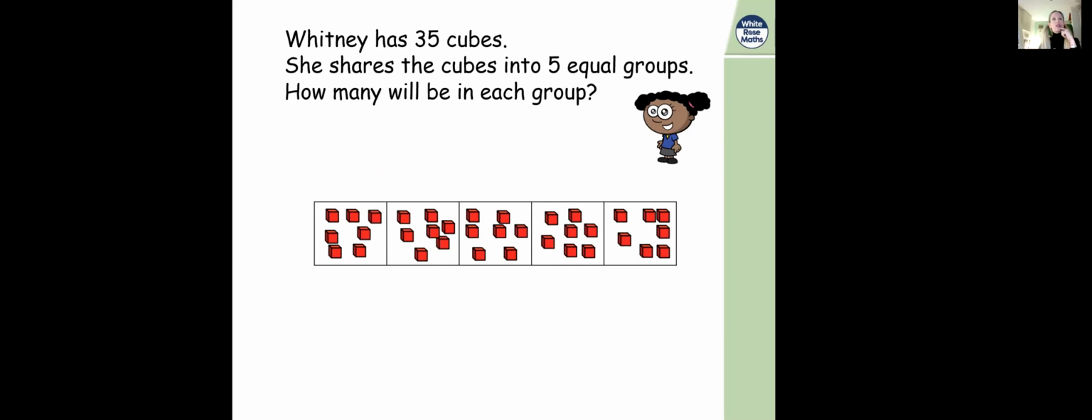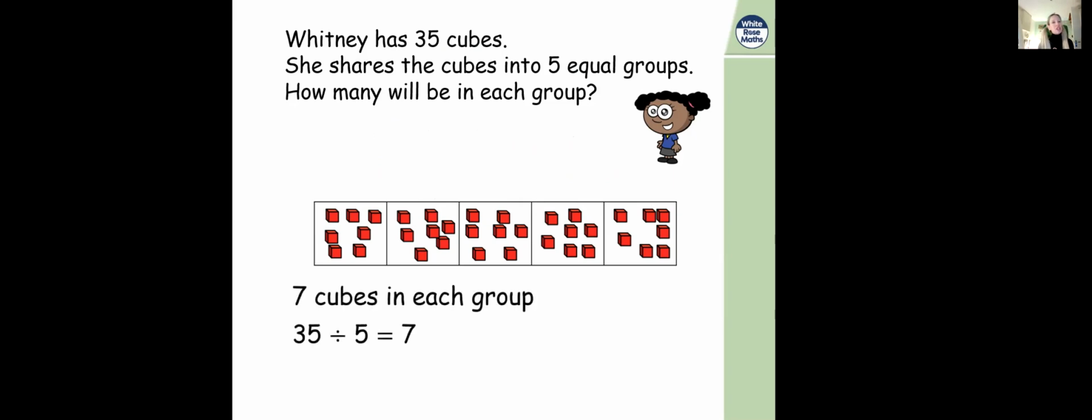How many has she got in each group? I can tell you it's an equal number in each. Can you count out how many is in each group? You worked it out? That's right. There are 7 cubes in each group. So there are 7 cubes in each group.